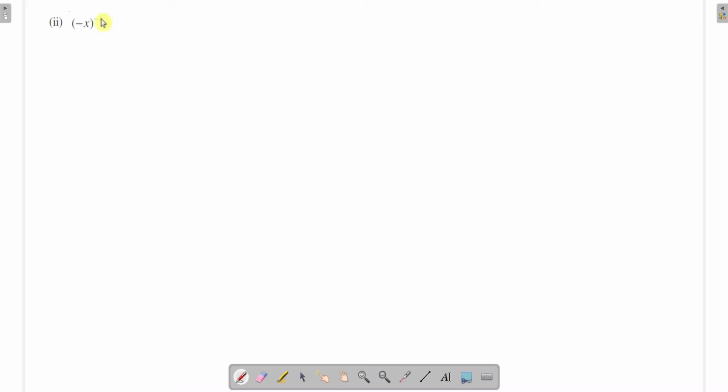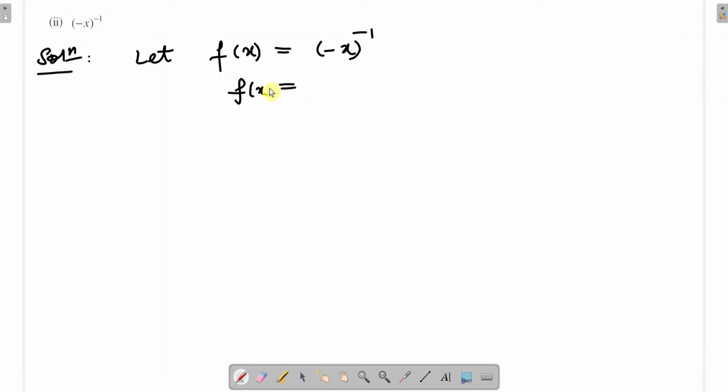Now let us go to the second one here. The second question is bracket minus x raised to minus 1. The same procedure here: let f(x) be equal to (minus x) raised to minus 1. You have to just simplify the function f(x). Since you have minus x raised to minus 1, it means this is 1 by minus x. So that's it. This is the function f(x).